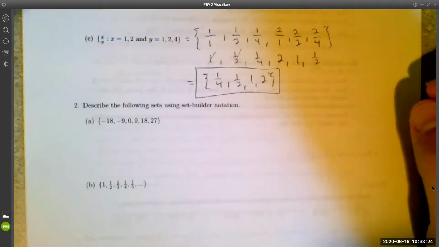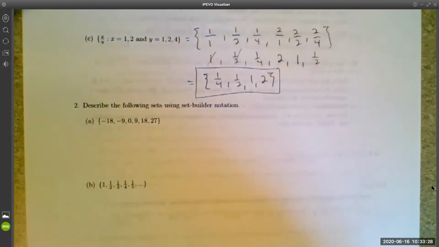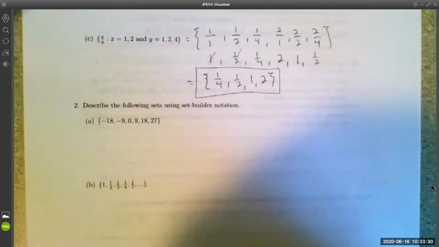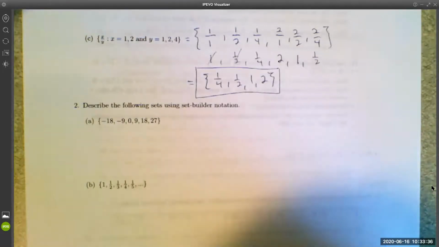Let's practice. Number 2 says describe the following sets using set builder notation. So we're starting with roster notation on these, and we're asked to find set builder notation. And I'll tell you, there's more than one way to skin a cat on these problems. So you could come up with a whole bunch of different set builder notations for describing these sets. And as long as it's correct, it's good, right?